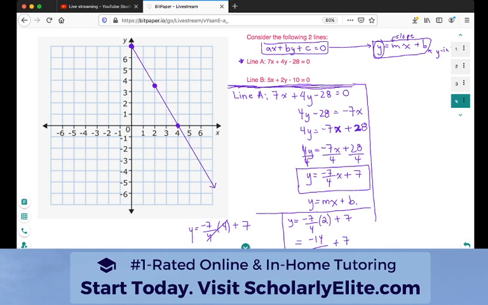And again, we always want to be labeling. So we are going to go ahead and do that. So this right here is y equals -7/4 x plus 7. Alrighty, guys? So I hope that makes sense.